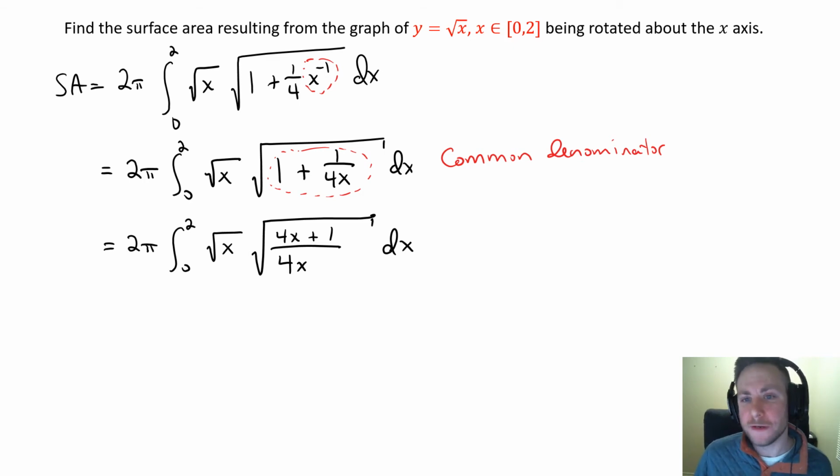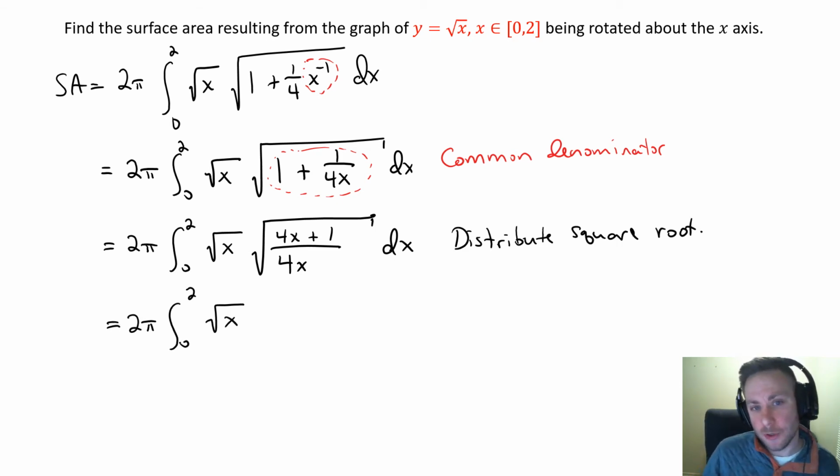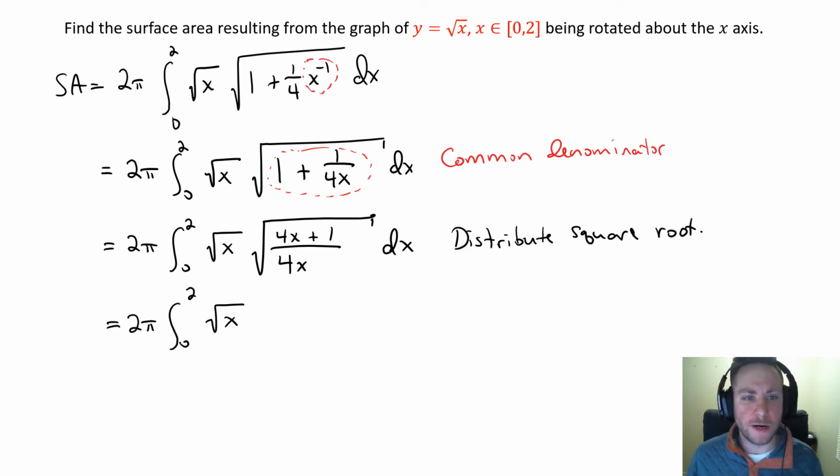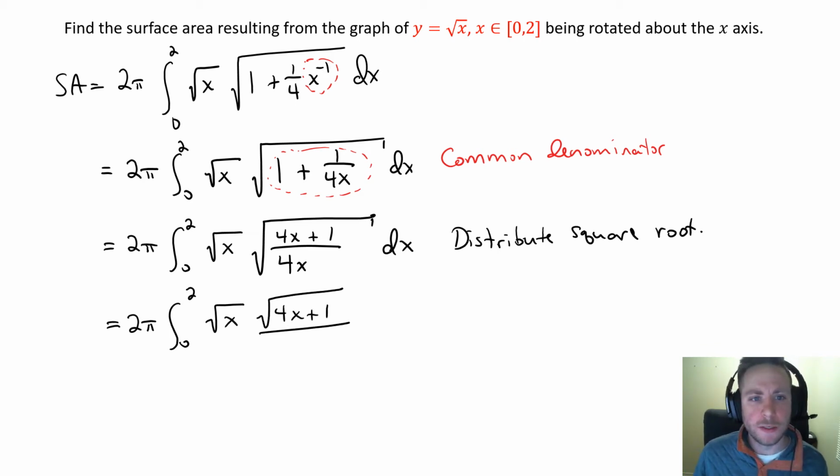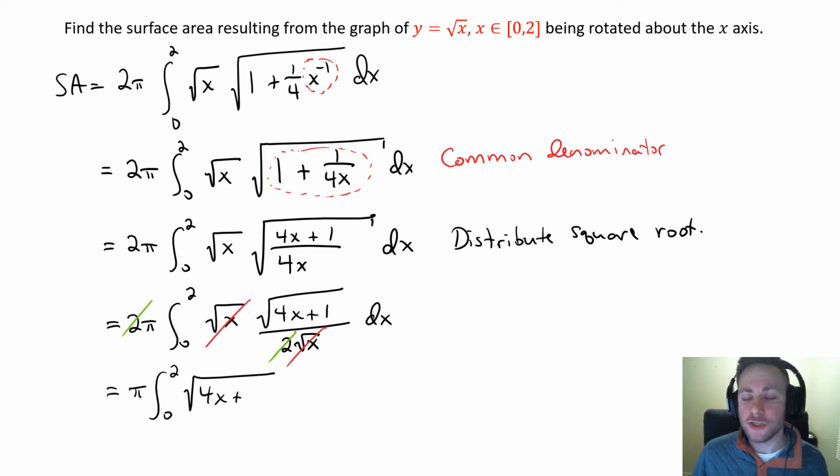The real advantage of doing that is that we can now distribute the square root, or in other words, we can apply it separately to the top and bottom of our fraction. So first, let's apply that square root to the top. And when we apply it to the bottom, we'll end up with 2 root x. Once you've done that, you're going to see that quite a few things can now be canceled out. And after that, we're actually left with a much easier integral.